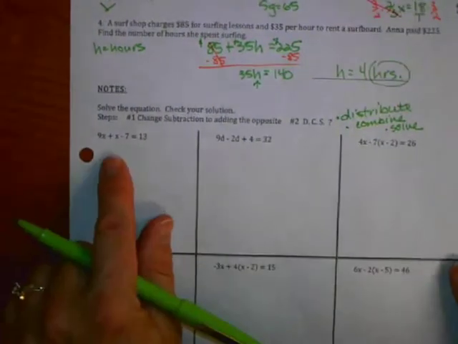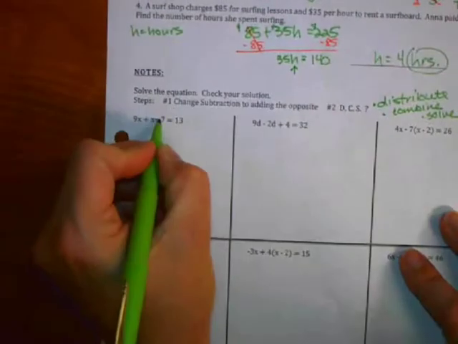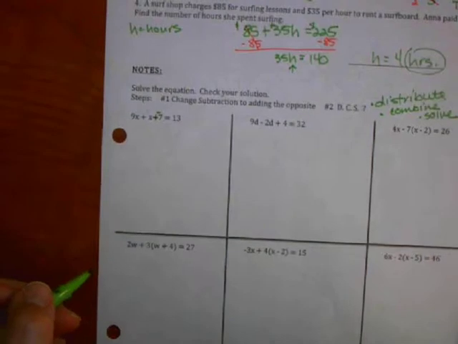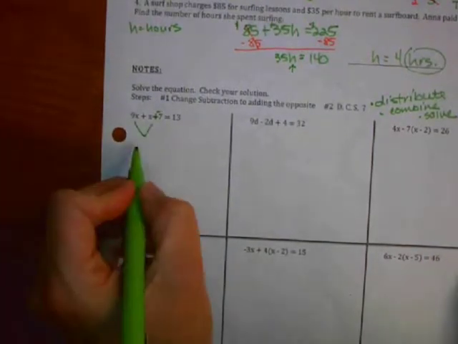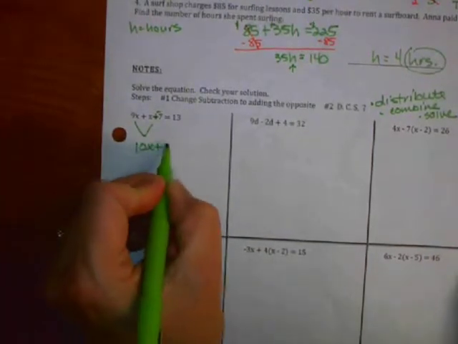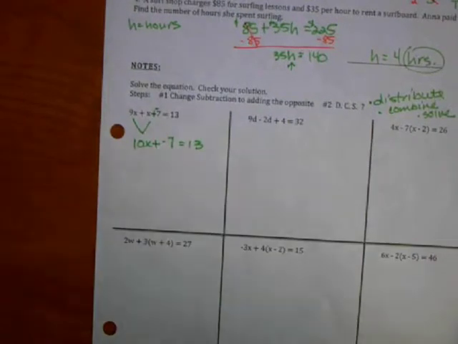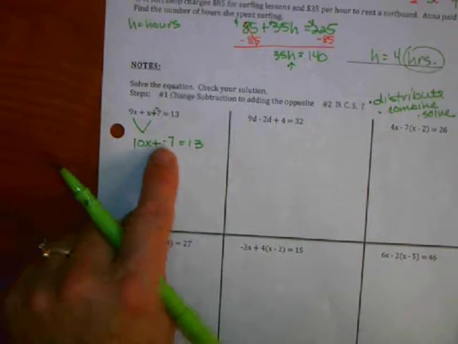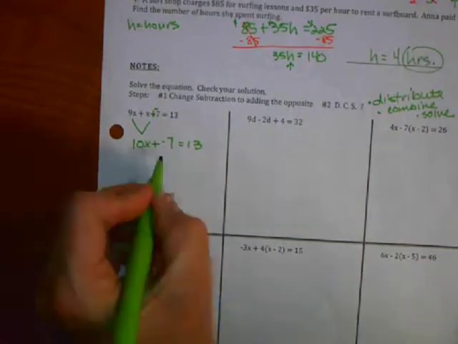Okay? So here, is there any distributing? No. But there is a subtraction, so I'm going to change that to adding a negative. Is there any combining I need to do? Yep. I got 9x and 1x. How many x's altogether? Plus negative 7 equals 13. My goal is to isolate x. I've got to undo, get rid of this. This is negative 7. How do I make it 0? Add 7.